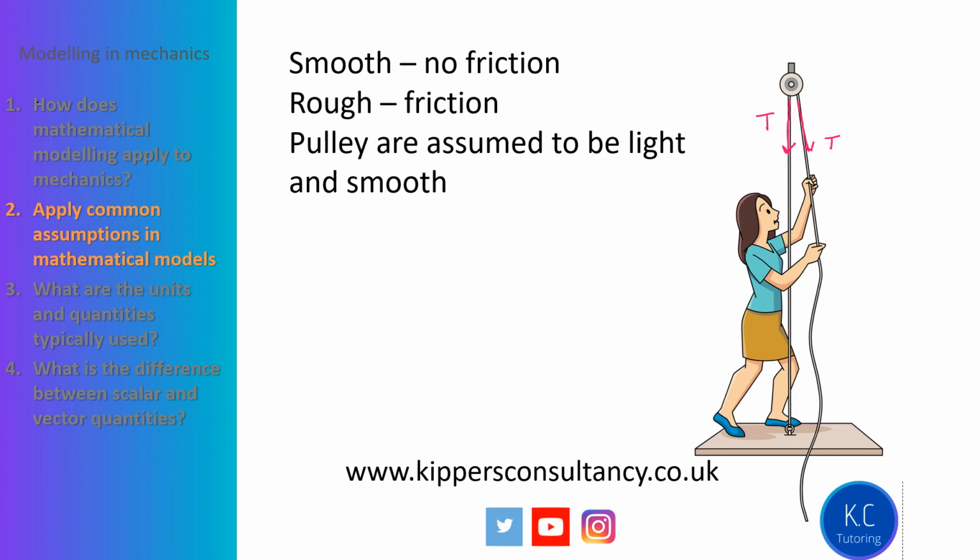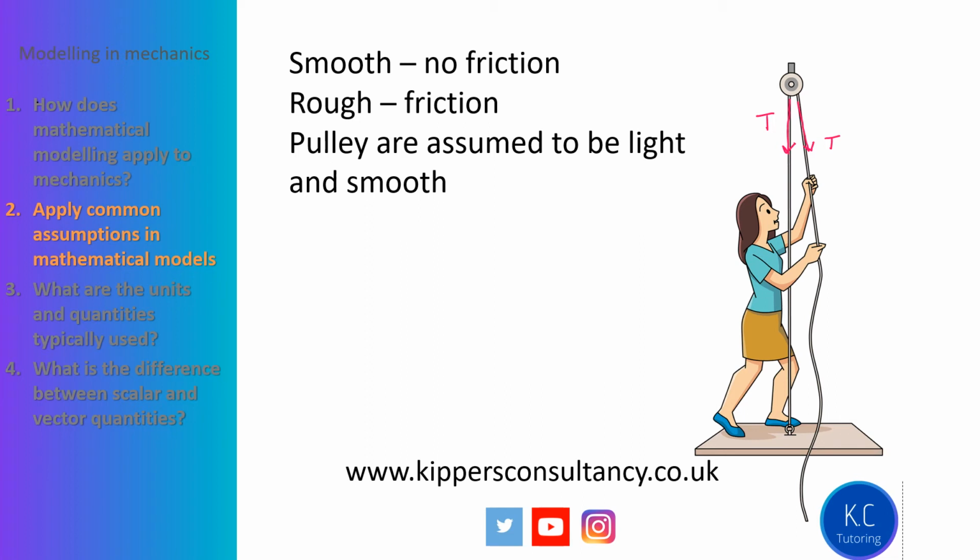Smooth surfaces have no friction. Rough surfaces have friction. Pulleys are assumed to be light and smooth. We assume a pulley is light because its mass is considered negligible compared to the rest of the mechanical system, i.e. the mass of the girl and the mass of the platform is much heavier than the mass of the pulley.